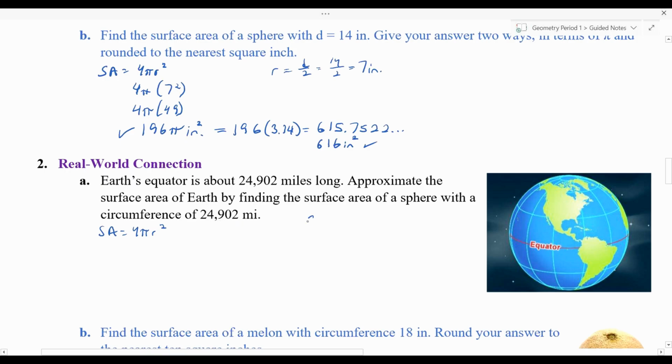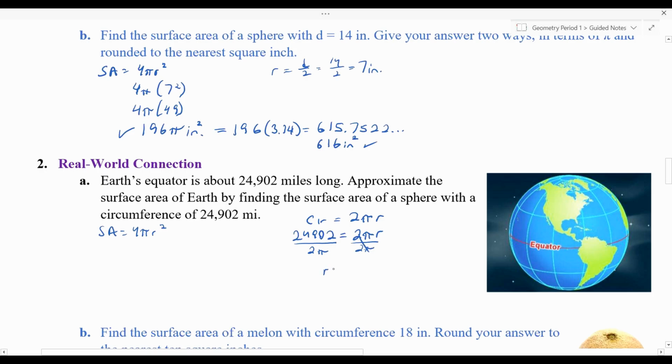If you remember, circumference is 2 pi r. Okay, so since we know the circumference, I'm going to replace this over here with the 24,902. So 24,902 equals 2 pi r. And when we do this, we can divide both sides by 2 pi. Divide both sides by 2 pi.